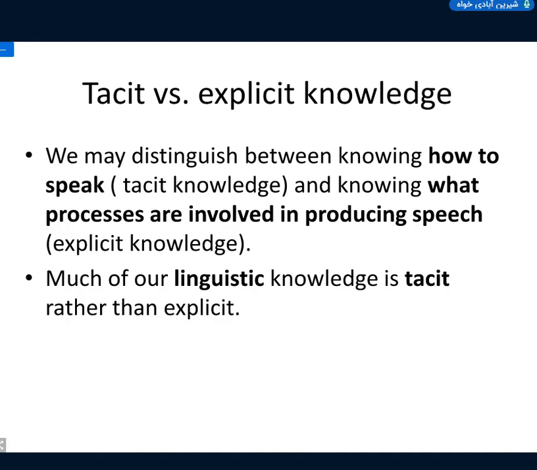Now, the problem is that most of our linguistic knowledge is tacit rather than explicit. We may distinguish between knowing how to speak and what processes are involved in the production of speech, which is explicit knowledge. So mostly our knowledge is based on tacit knowledge. Linguistic knowledge is implicit knowledge, not explicit. That's the problem for us.